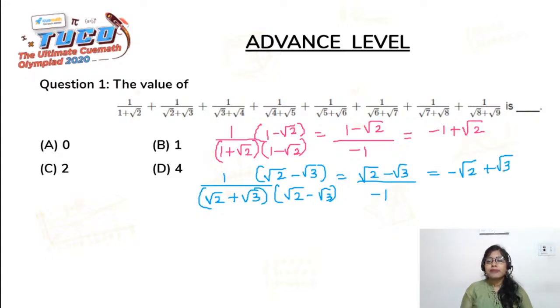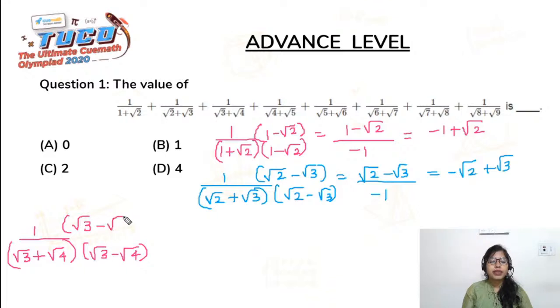Okay. Now let me solve the third term and show you. The third term is 1 over root 3 plus root 4. So this is being multiplied with root 3 minus root 4, that's the conjugate. And this also is root 3 minus root 4, divided by 3 minus 4 again. So 3 minus 4 is minus 1, so the minus goes on top: minus root 3 plus root 4.